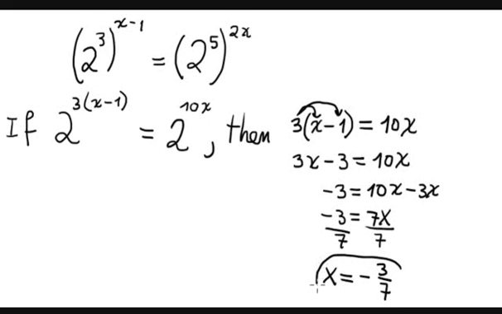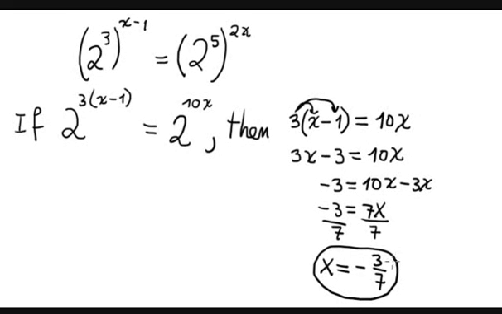Okay, the answer of this exponential equation corresponds with the option. Let me see what option is in the handout. Negative 3 over 7, B. Okay, very well.